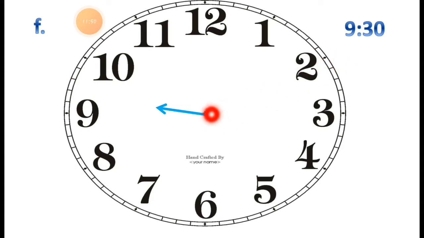See, the hour hand is between 9 and 10, and the minutes are 30. The minute hand is exactly pointing to 6, and the short hand is exactly between 9 and 10. Now this clock shows 9:30. What time does it show? 9:30. I hope you understood, students.